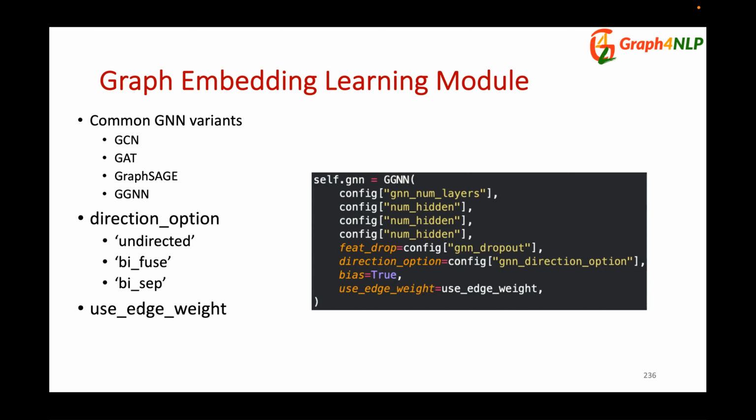Another important parameter is use edge weight. It's extremely helpful if we want to use dynamic graph construction, because dynamic graph construction is able to learn a weighted graph, and the edge weight is really important. We want to use the edge weight information during the message passing. So you can achieve that purpose by turning on this use edge weight.